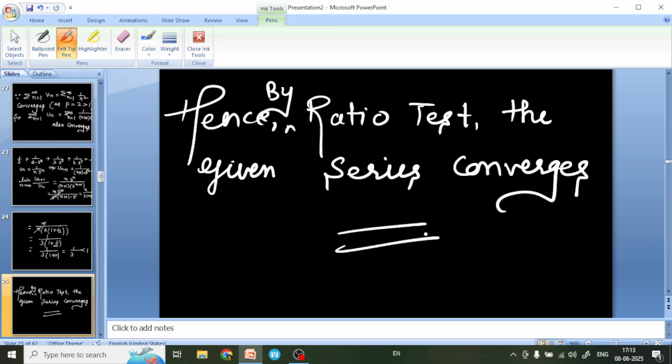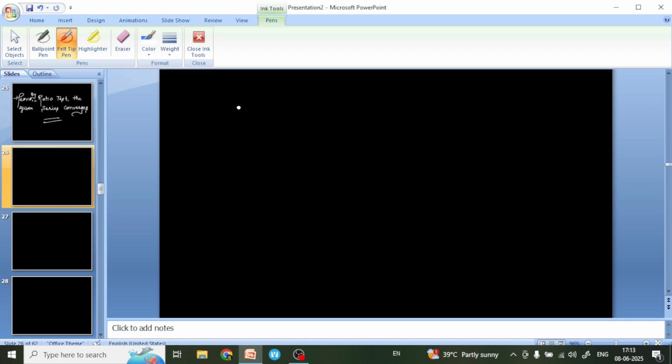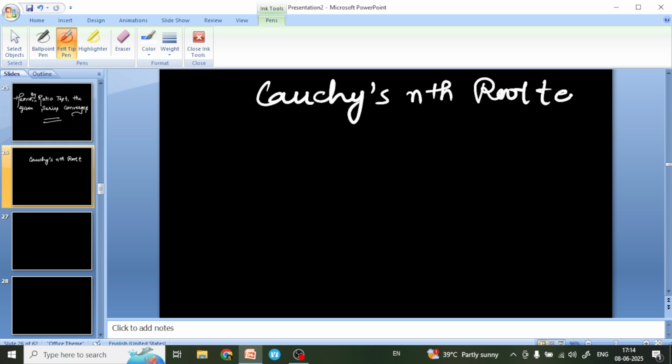Now the next method is related to Cauchy's nth root test. Nth root test.